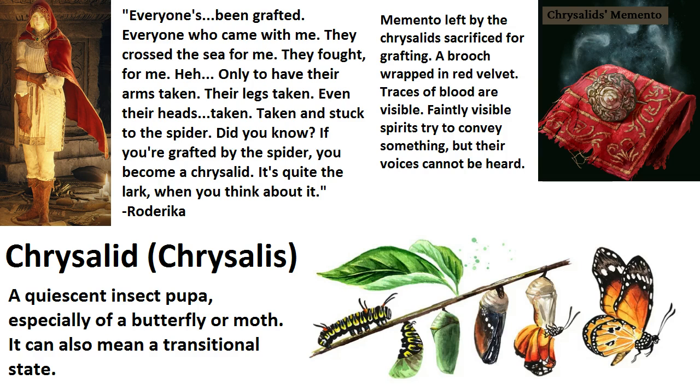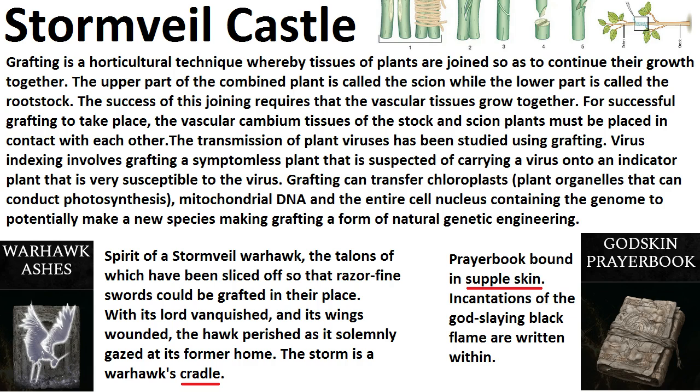Grafted scions are found in Stormveil, Liurnia, and Mount Gelmir, all places attempting to create life. Stormveil houses the Godskin Apostle Seal, as well as Godskin Prayer Book. Godskins are found in places of sacrifice and rebirth. Their prayer book is made from supple skin, possibly that of a child. Stormveil is associated with grafting, which is a technique that can help plants fight off disease. Grafting can also be used to bind human tissue together.